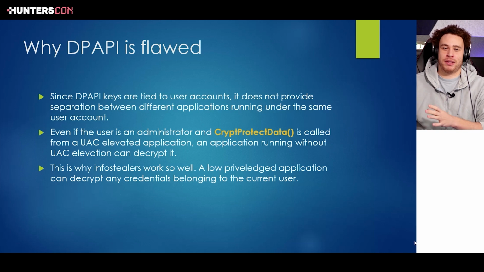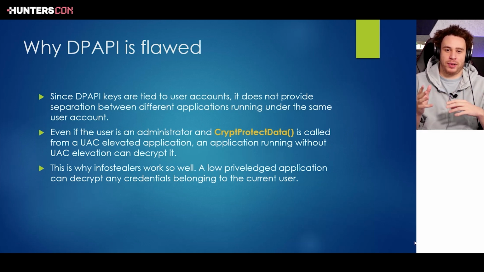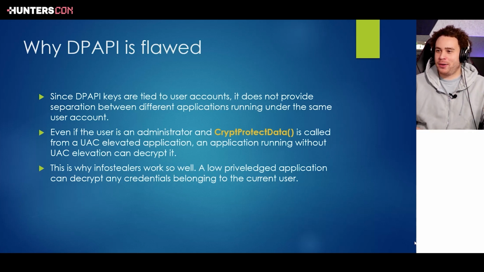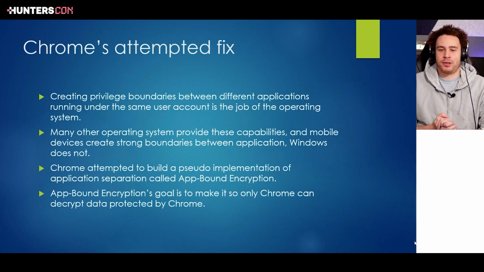Any data encrypted by that application is now decryptable by an application with low privileges, which is where infostealers really shine. They don't need to bypass UAC. They don't need to elevate to administrator. As long as they are running under the user that encrypted the data, they can simply decrypt it. So Chrome attempted to fix this.